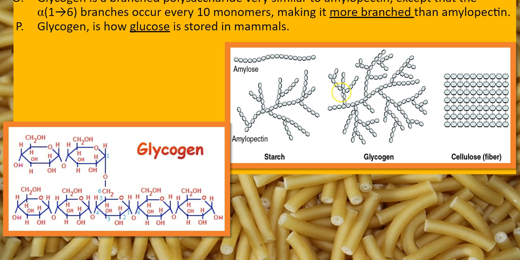Glycogen is highly branched, very similar to amylopectin, except that its alpha 1,6 branches occur every 10 monomers, making it more branched than amylopectin, which is more like 30 monomers. Glycogen is how glucose is stored in mammals.